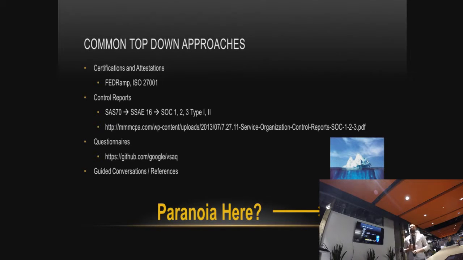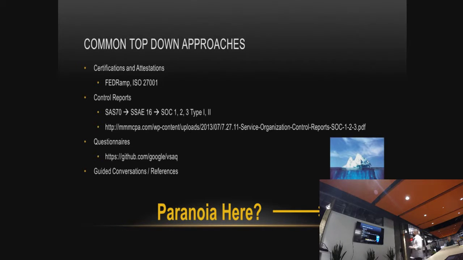If any of you are thinking about sending a questionnaire to a cloud vendor, I included a GitHub link to Google's security vendor questionnaire. It's really web code that you can put up on your own site, host it, and send out to your vendors, and they can fill things out, and it comes back in automatically. It's a nice, easy approach. And then there are guided conversations and references. So this is all the tip of the iceberg.